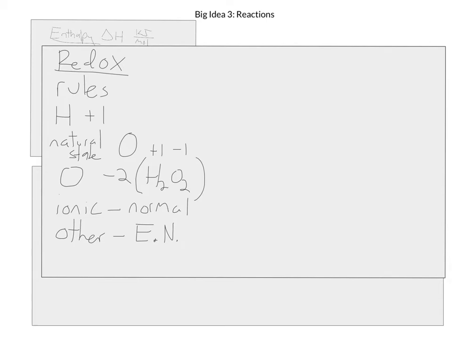So in a molecule like ICl3, chlorine is more electronegative. Chlorine is going to retain its -1 charge, oxidation state, and iodine in this case would then have to be +3 to compensate. So the more electronegative one stays normal. Those are just a couple of things to get you started. The other thing we did with redox reactions are half reactions.